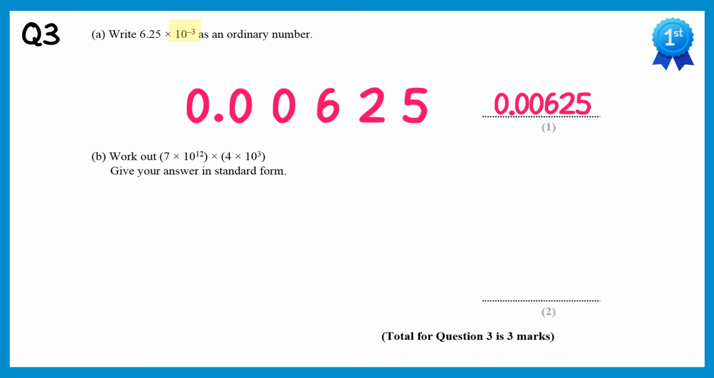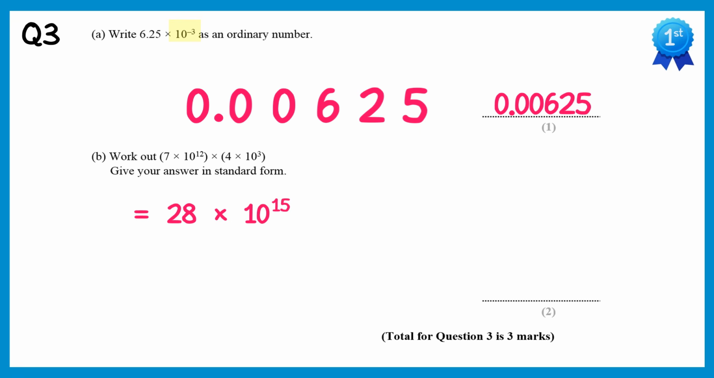0.00625. In this next part we have to do a calculation but give our answer in standard form. I'd start by multiplying the 7 and the 4. This gives you 28. We can then turn our attention to the powers of 10, so we have 10 to the 12 times 10 to the 3. In this case you would add the powers, so 12 add 3 is 15. So this is the same as times by 10 to the 15.